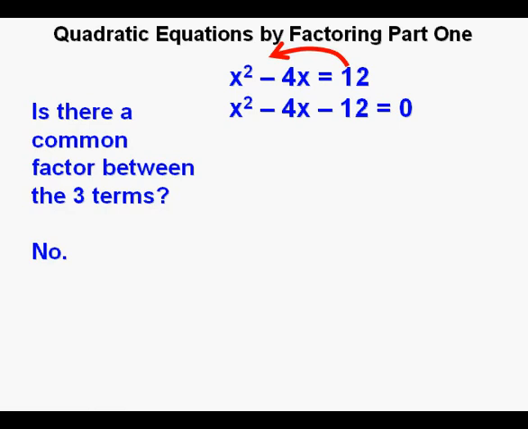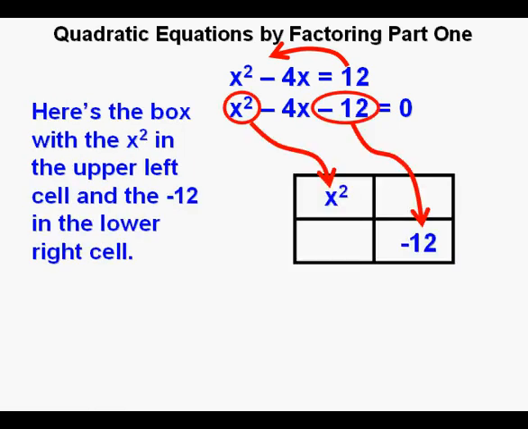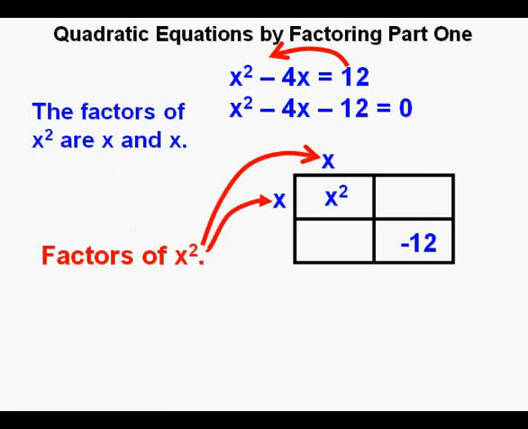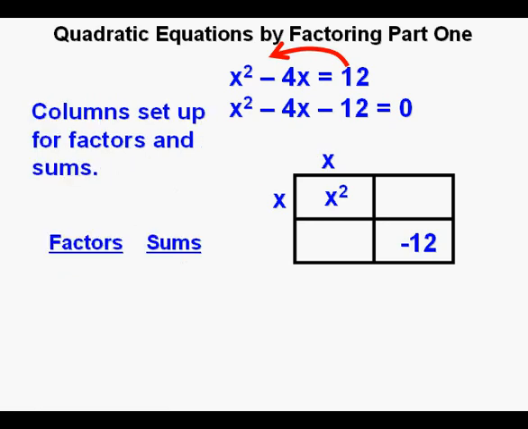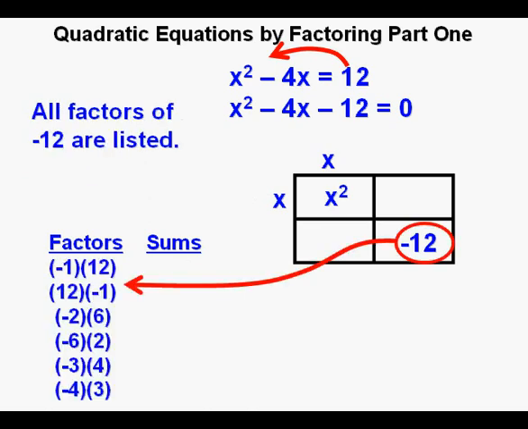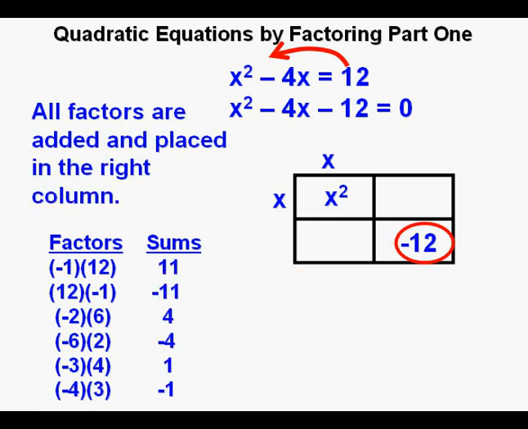No. The x squared term goes in the upper left cell, and the constant term, negative 12, in the lower right cell. We place the factors of x squared in their proper places on the top and to the side. We set the columns for factors and sums. We list all the factors of negative 12, which are quite a few. Next, we add the two factors together from the left column to get the sums column on the right.